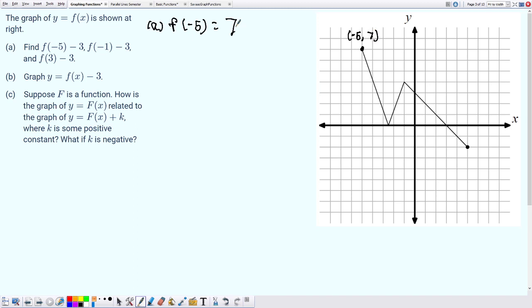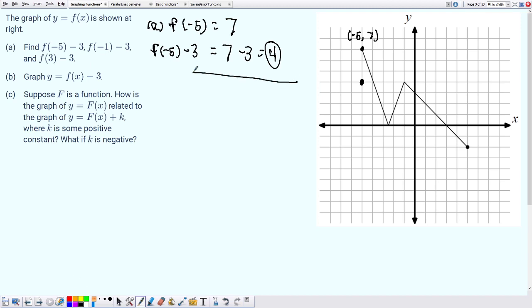Okay, so if that's what f of negative 5 is, then what is f of negative 5 minus 3? Well, you're taking the value of the function and subtracting 3. And just like how we added a minus 3 on the left-hand side, in order to balance the equation, let's subtract it on the right-hand side. Then we have 7 minus 3, which is 4. So our new value would be at negative 5, going up 1, 2, 3, 4 spots.